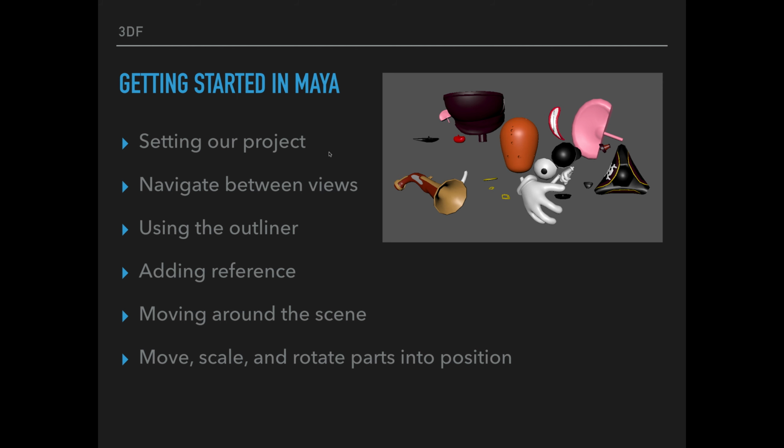In this exercise, we're going to be covering setting our project, navigating between views, using the outliner, adding reference, moving around the scene, and moving and scaling and rotating parts into position. So there's quite a bit that we have to cover here, but it's a fun little project of putting Mr. Potato Head back together, so it should make it interesting.